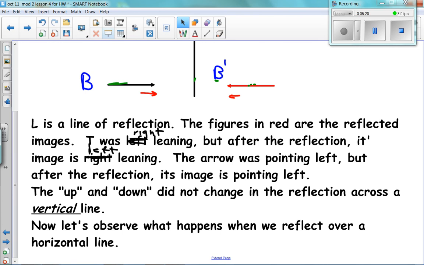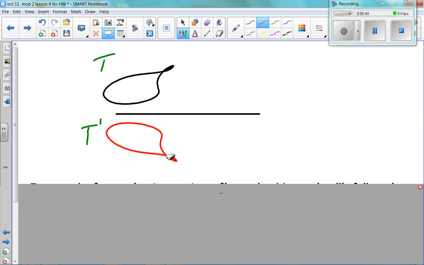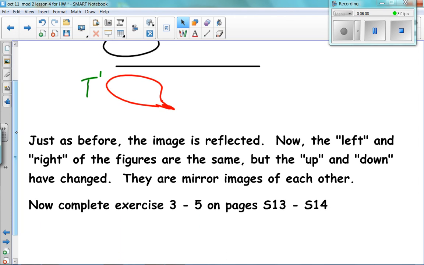Now let's observe what happens when we reflect over our horizontal line. Here we have a horizontal line, and there's a pre-image T, and its image T prime over a horizontal line. So the up and downness did change. It flipped over the horizontal line. But notice the tail of the object is still on the right, for both the pre-image and the image. So that didn't change at all. So just as before, the image is reflected. Now the left and right of the figures are the same, but the up and down have changed. They're mirror images of each other.